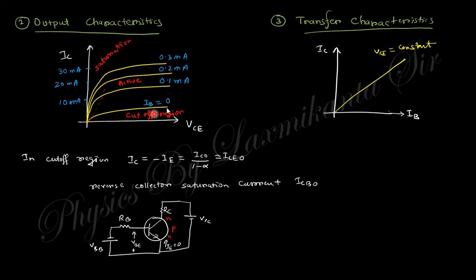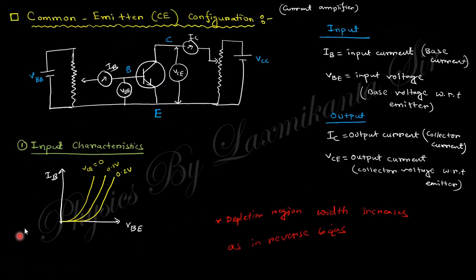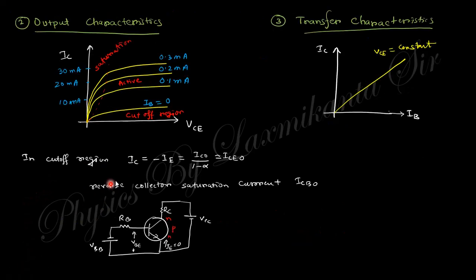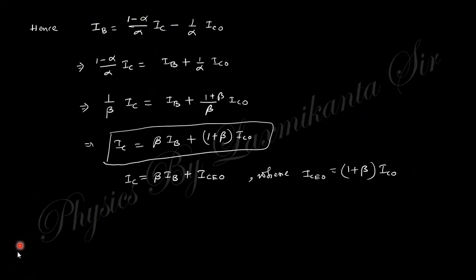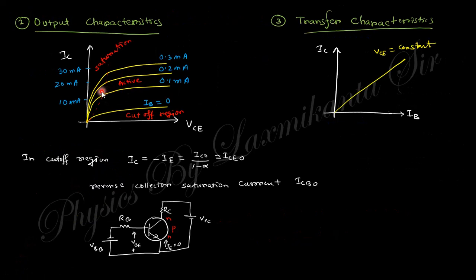This region will be the saturation region. When IB is 0, that means this current is 0. If you take this as negative, positive means forward bias and negative means reverse bias. If these two are in reverse bias, this is the cutoff region. At the very beginning, when VCE is very small, this junction becomes forward due to this voltage. When this is forward and this is already forward, both are forward, so this is the saturation region.